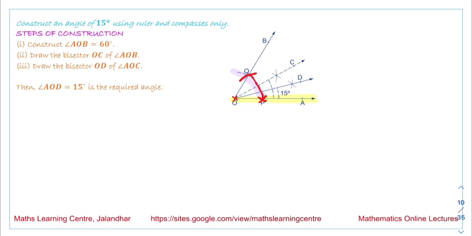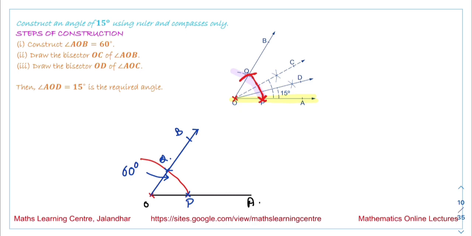So I am again repeating the steps. We have drawn a line OA, then we have kept the compass at point O and marked an arc over here. Then, without changing the length of the compass, we have kept the compass at this point P and marked the point Q. And when we join OQ, we get this line over here. This is the point B, and this angle is of measure 60 degrees.